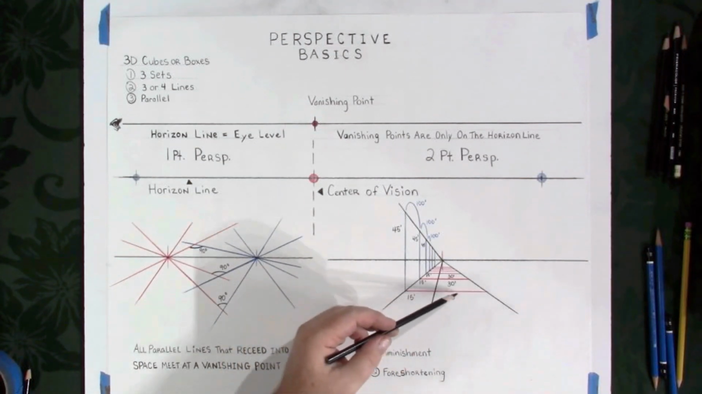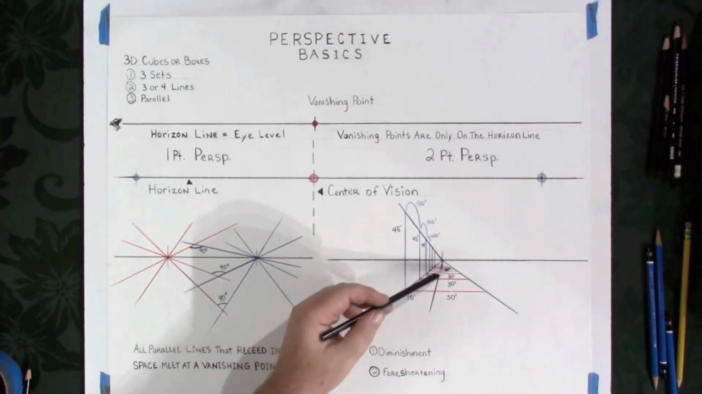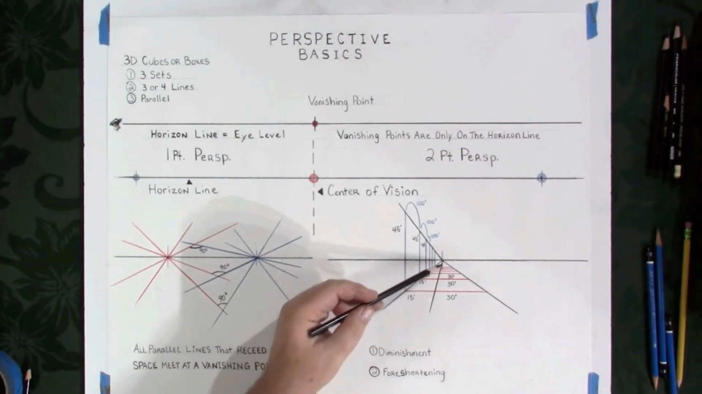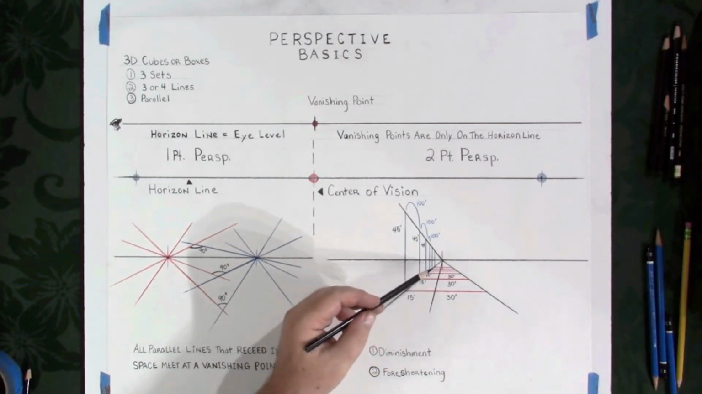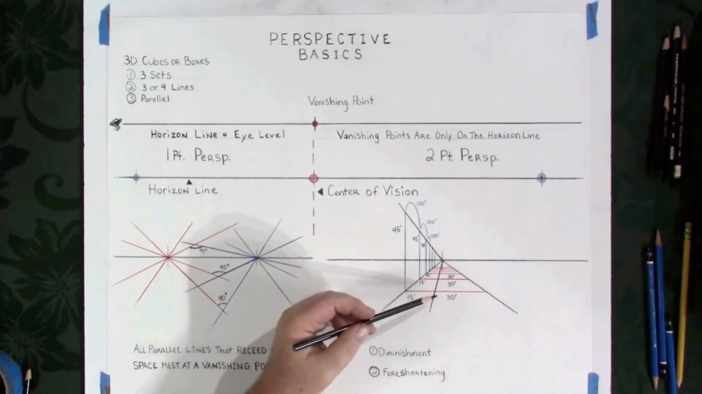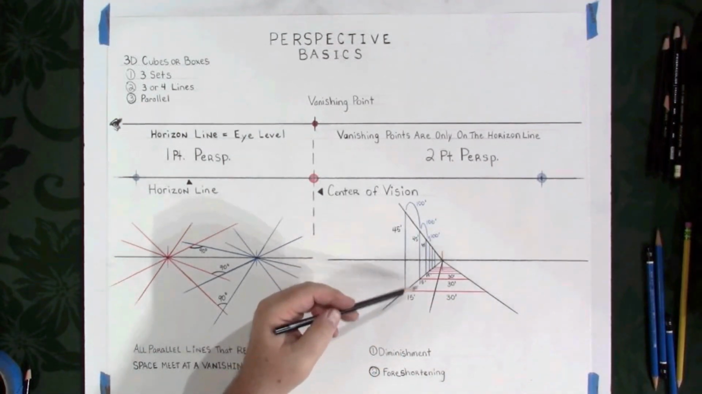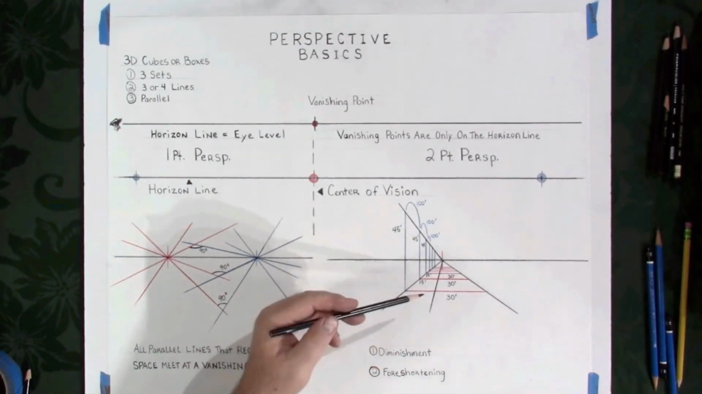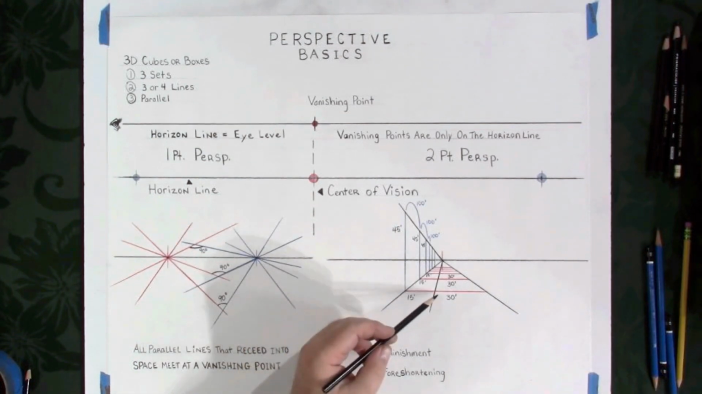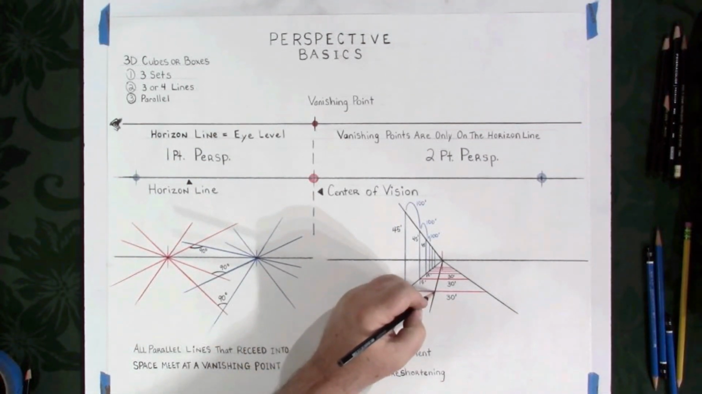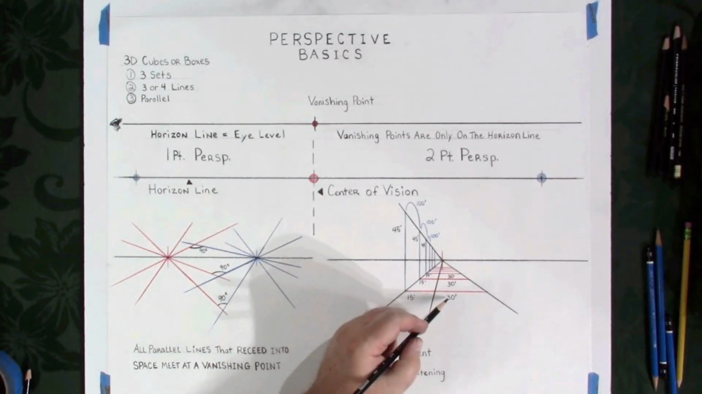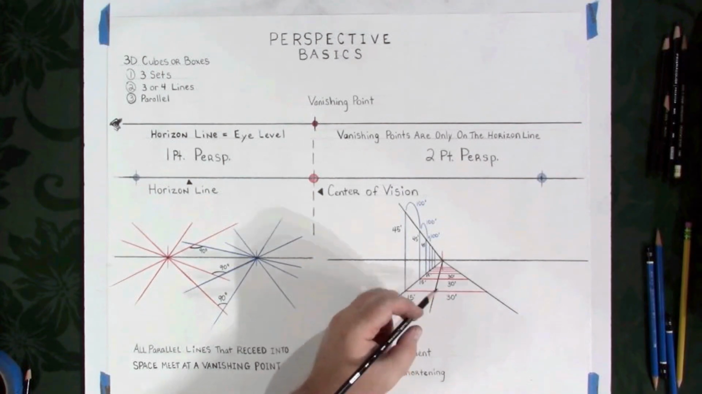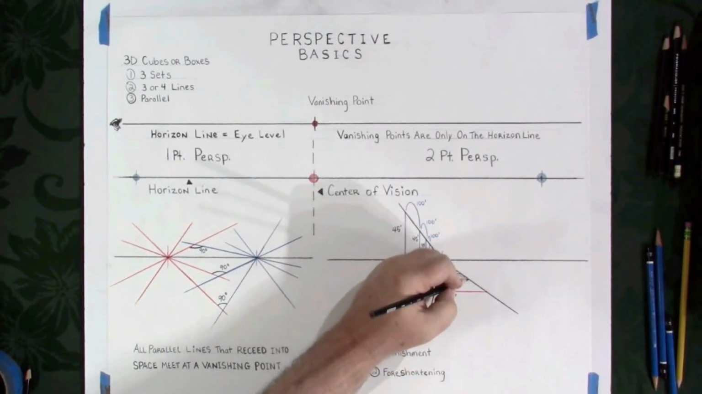So this right here, if this is a plane, these two lines go back and they meet on the horizon line at the vanishing point, and they meet at a vanishing point, so they're parallel. This is parallel, that's parallel, that's parallel, that's parallel. Parallel doesn't care about vertical or horizontal. It just doesn't.